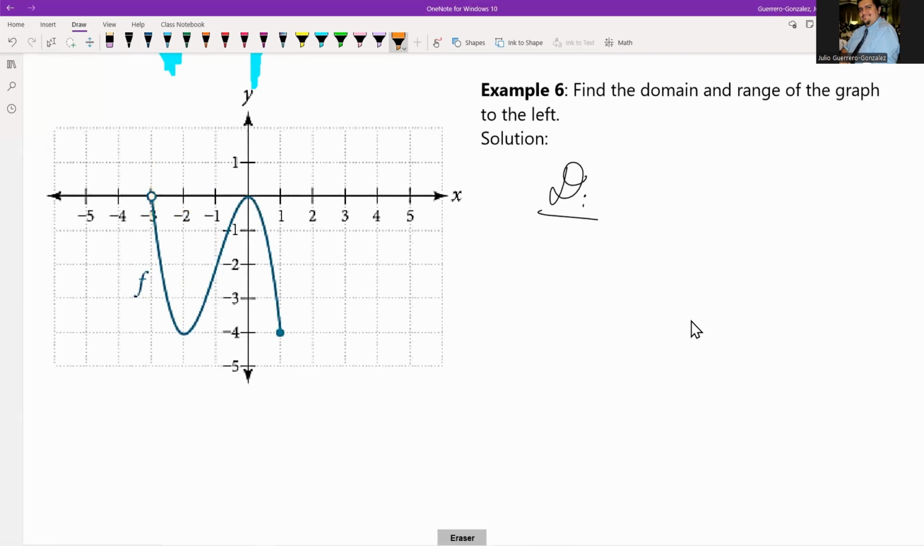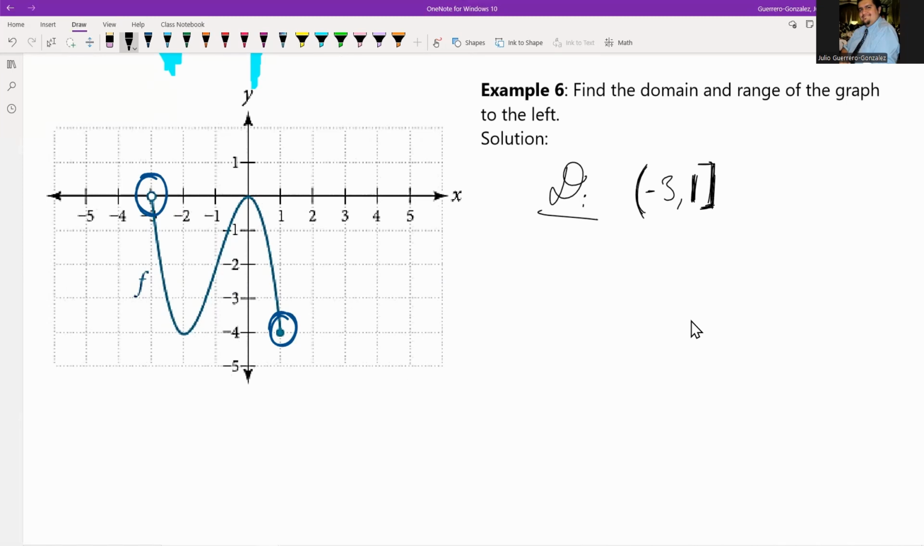So the endpoints, you see that one that's not filled in compared to this one that is filled in? The not filled in one means we don't include that one, okay? And the filled in one means we do, right? So we have our x values being from -3 to 1. Since -3 has the open dot, I don't want that one. But since 1 has the filled in dot, I do fill that one in. So I want the hard bracket there. Done. That is our domain.